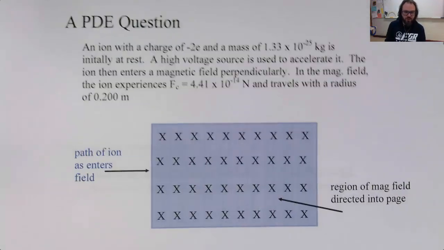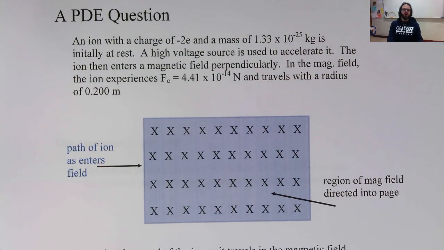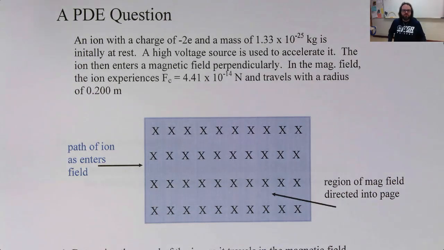So now let's look at my next question here. This is going to be a 5-part question. Here we have an ion with a charge of 2 electrons and a mass of 1.33 times 10 to the negative 25 kilograms, initially at rest. A high voltage source is used to accelerate it. The ion enters the magnetic field perpendicular. In the magnetic field, the ion experiences a centripetal force of 4.1 times 10 to the negative 14 newtons and travels at a radius of 0.2 meters.